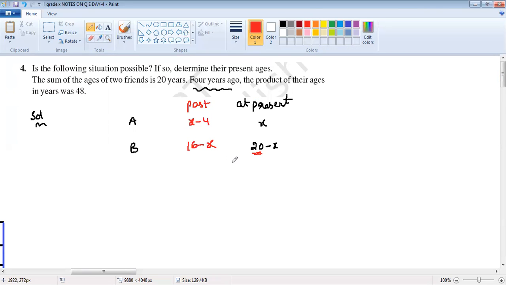Yes, sir. So then by the condition, the product of these ages, what will happen? x minus 4 into 16 minus x, which is equal to what? The product of these ages is 48. Correct? One second. So can you simplify?